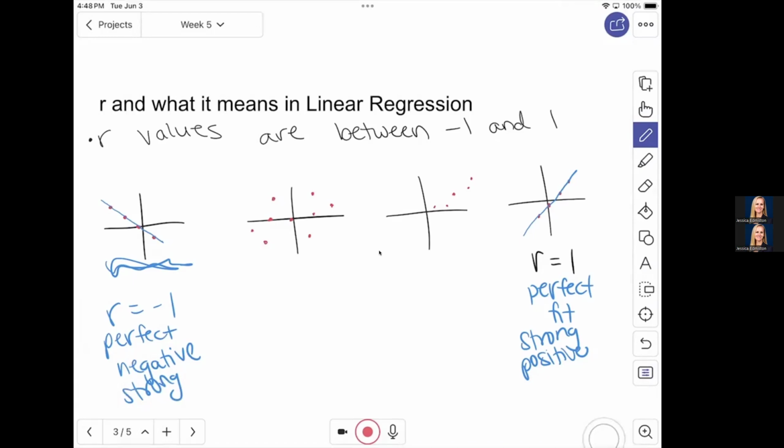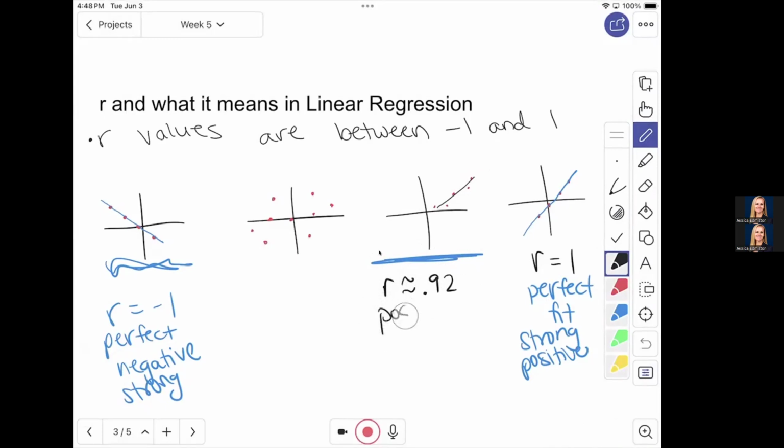Now, if I have something that looks like this one here, and if I try to draw a line through my scatter plot, it's looking pretty good. Like, it doesn't have to be perfect. This could be like R is approximately maybe 0.92 or so. That would still be considered positive, and I would say it's still pretty strong, right? It would still be considered positive and strong.